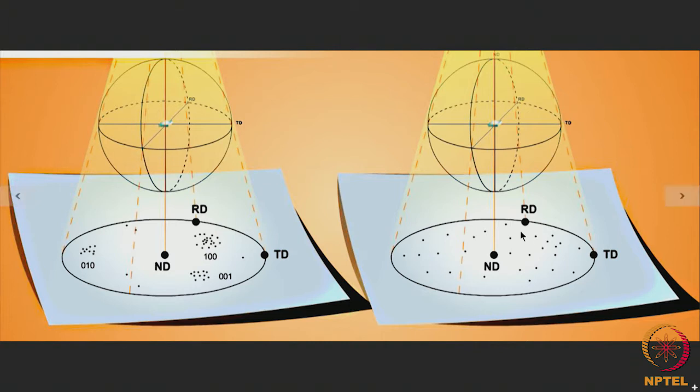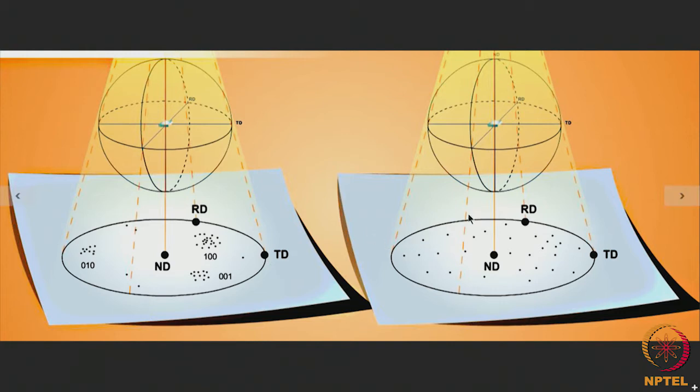Now, this is a stereographic projection of the 100 type of poles from the grains in a sheet material. Not only that, in this stereographic projection the specimen parameters are also present. So this kind of a stereographic projection on which the specimen parameters are also superimposed is known as a pole figure. So a pole figure shows the distribution of the poles of a particular type of planes on which the specimen parameters are also superimposed.